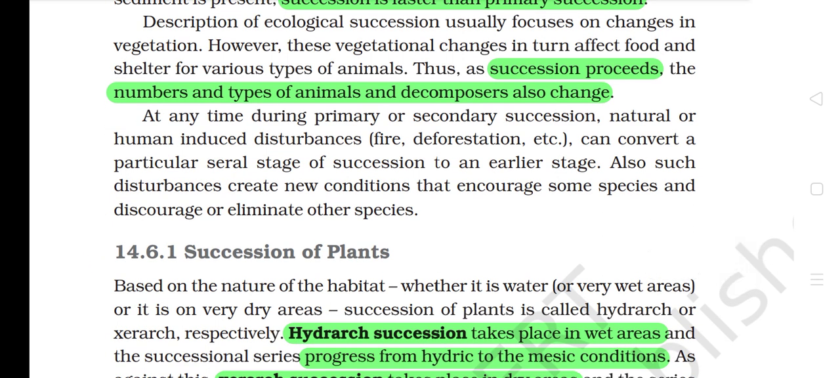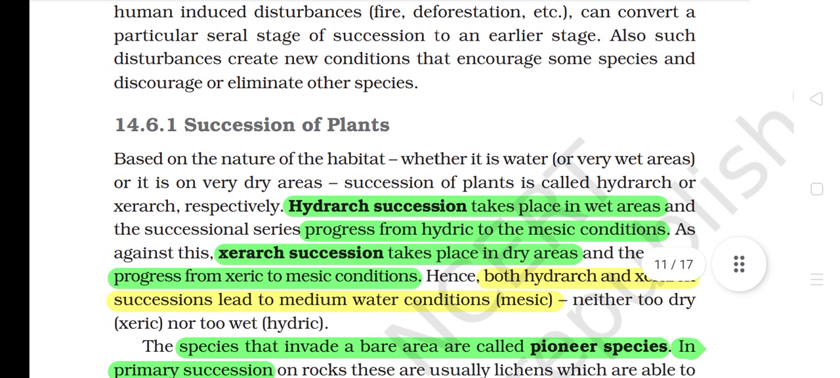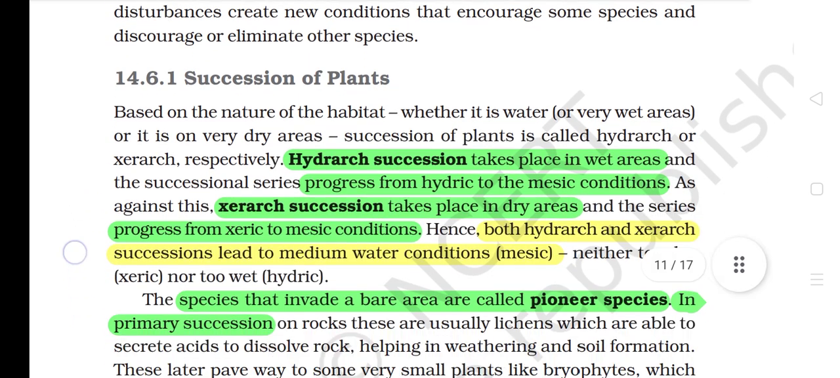At any time during primary or secondary succession, natural or human-induced disturbances, fire, deforestation, etc., can convert a particular serial stage of succession to an earlier stage. Also, such disturbances create new conditions that encourage some species and discourage or eliminate other species. 14.6.1 Succession of plants.